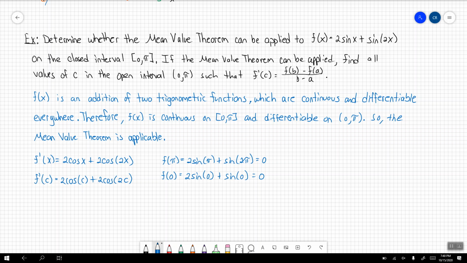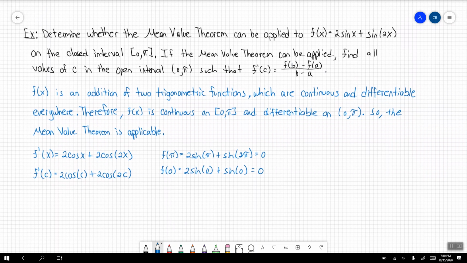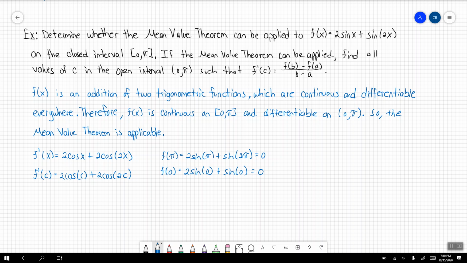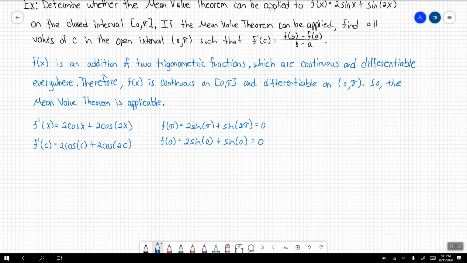All right, perfect. So now let's go through and let's start evaluating this. I'm going to take f prime of c here. That's 2 cosine at c plus 2 cosine at 2c. And I'm going to set this equal to f of b minus f of a.